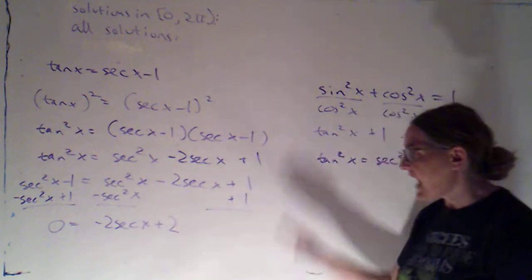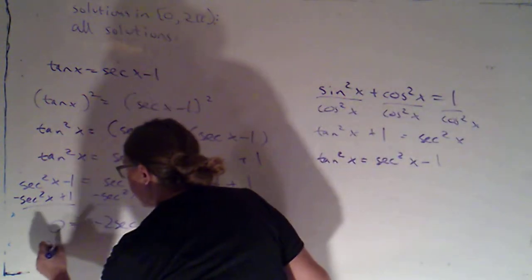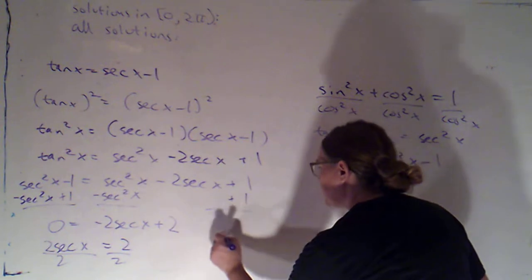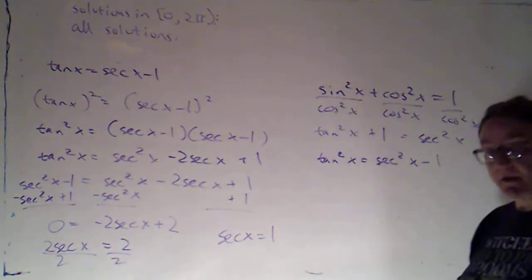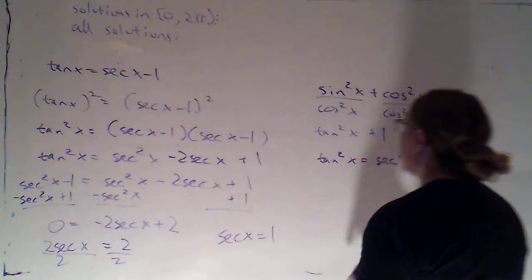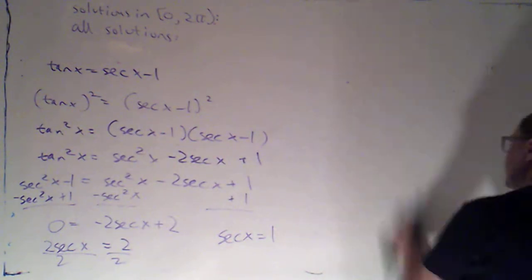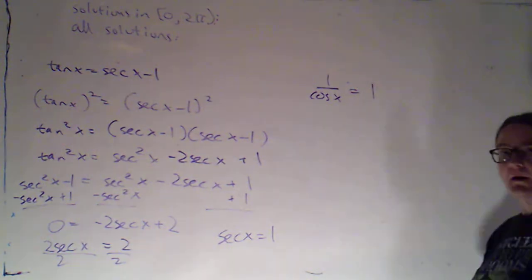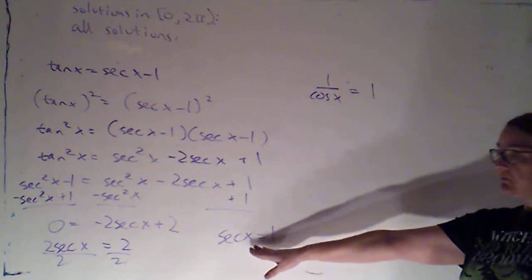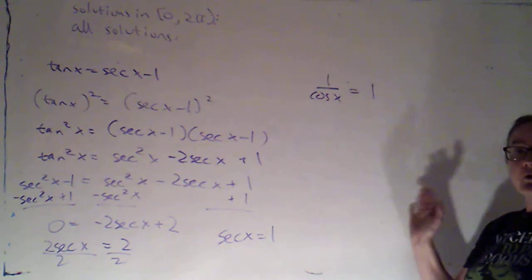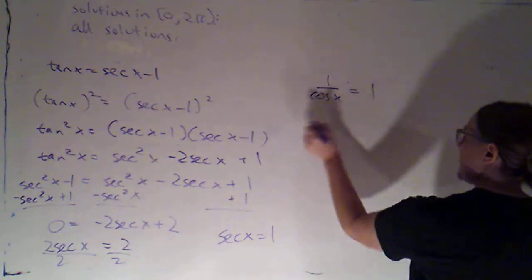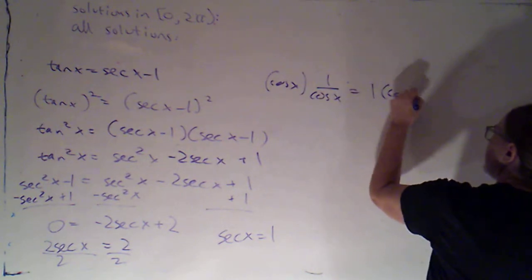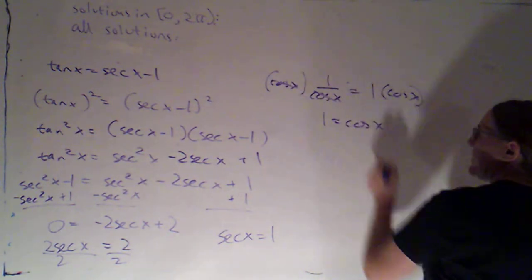Since this isn't quadratic, I can just isolate the trig function. So I'm going to add over. So I'll get 2 secant of x is equal to 2. Divide both sides by 2. Secant of x is equal to 1. Now, often when I'm working with secant, I find it easier once I get to this point to rewrite it as 1 over cosine of x equals 1. Not absolutely necessary. If you're comfortable working with secant, that's totally fine. I'm more familiar with the values of cosine. So if I write it this way, I would just multiply the cosine over to this side. I multiply both sides by cosine, it cancels here, and I get 1 equals cosine of x.